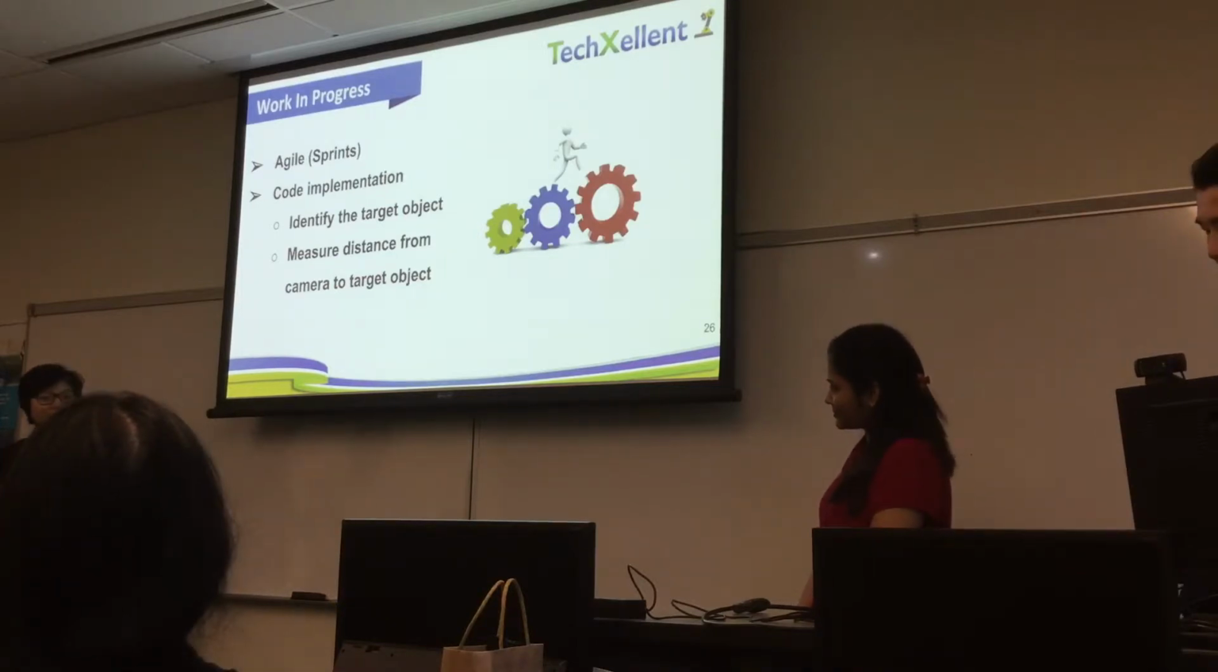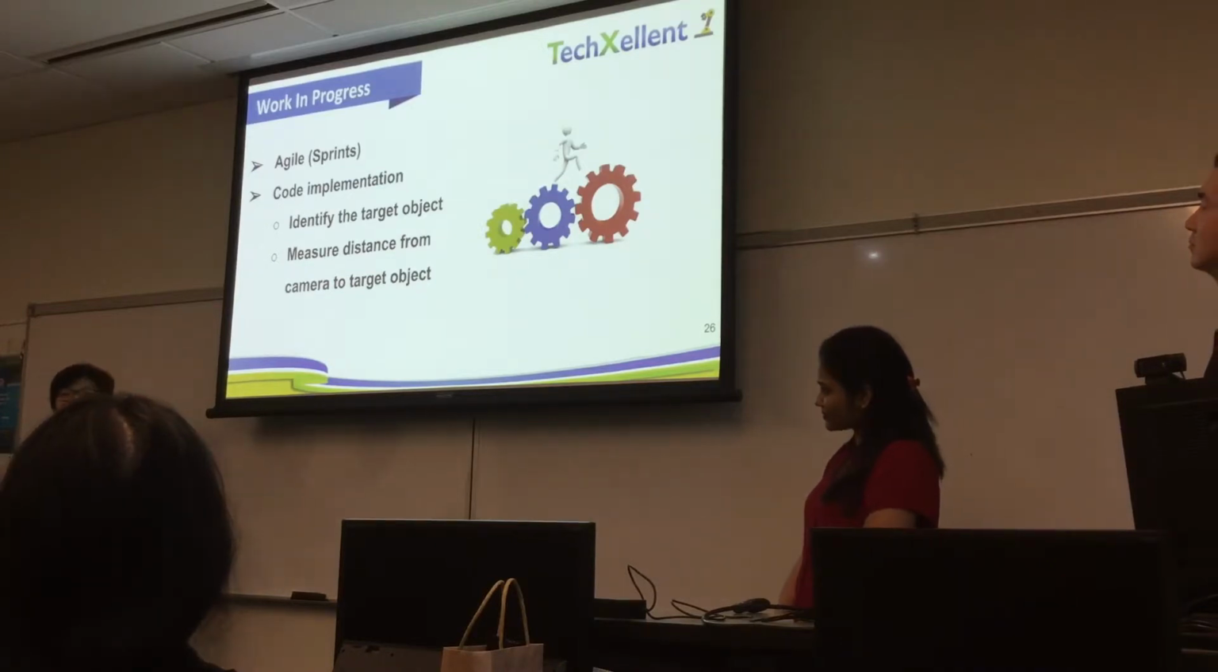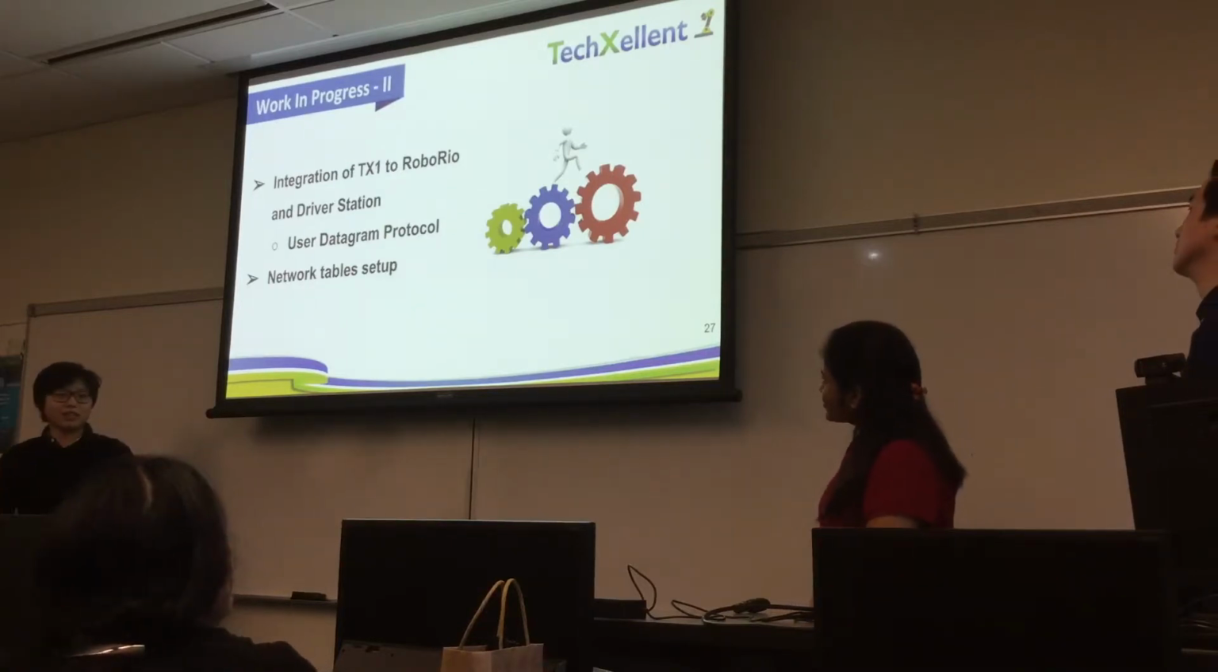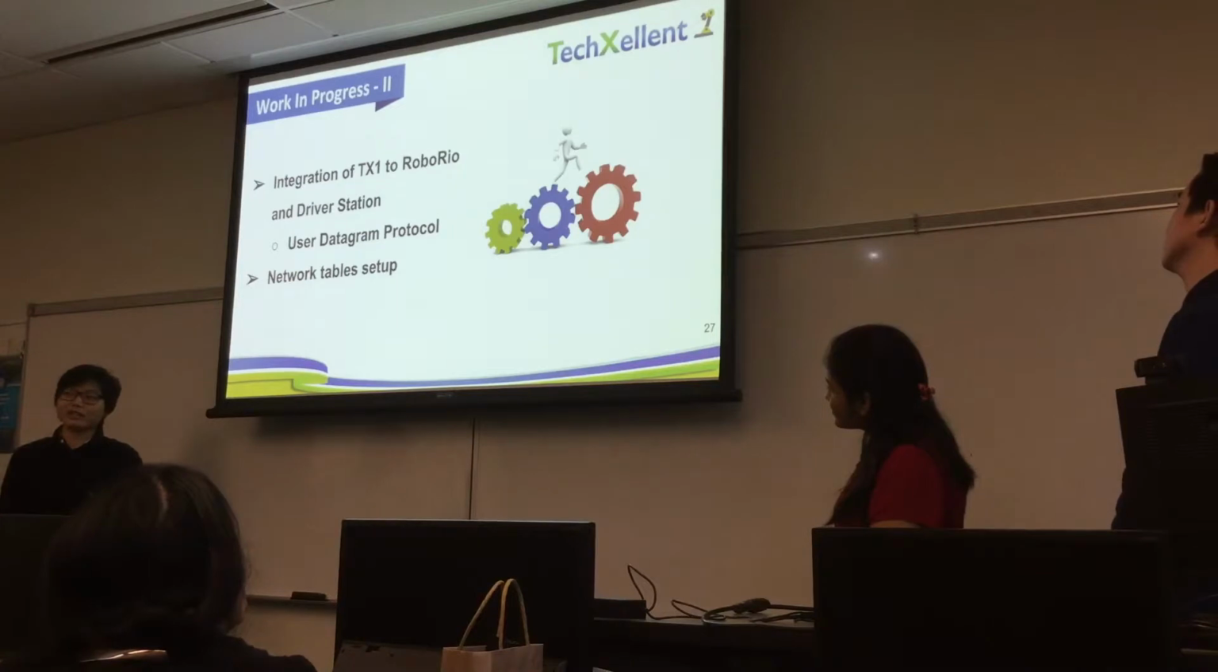When we successfully identify the target object, we will then move on to measure the distance from the camera to the target object, and this calculation will be based on the focal length. Also, the next step we want to do is, as we mentioned before, integrate the TX1 with the Roborio and driver station.